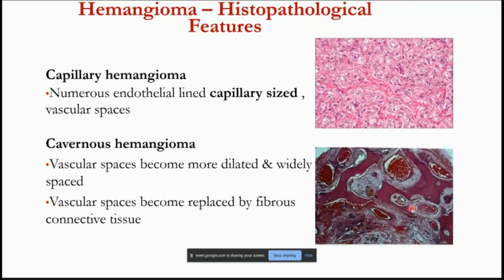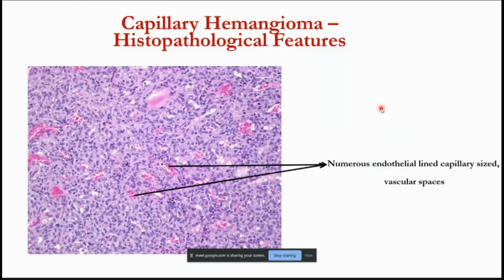So the inside of the cavernous space can be filled with fibers. That's what they mean, basically. Cavernous are huge spaces, and capillary are like small arteries. So that's the striking difference in the histopathology.